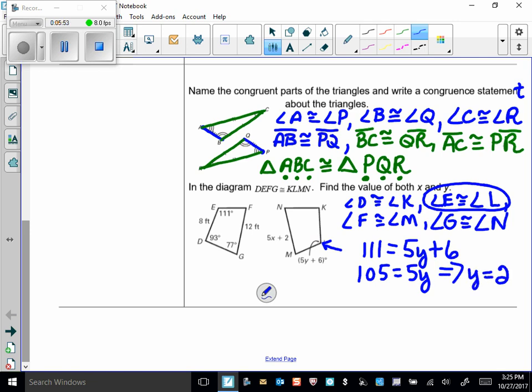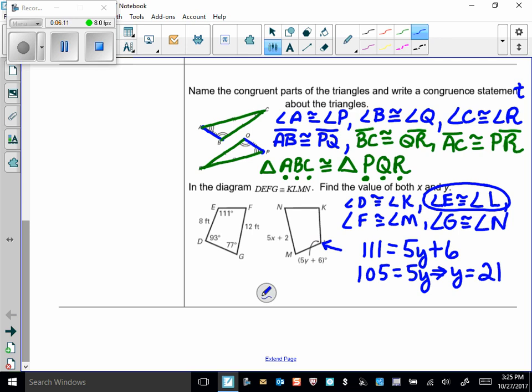That's an arrow, not 7y. I got myself confused. Let me fix that a little bit better. That was supposed to be an arrow, but it looked like a 7. That tells me that y, when I divide both sides by 5, has to be 21.